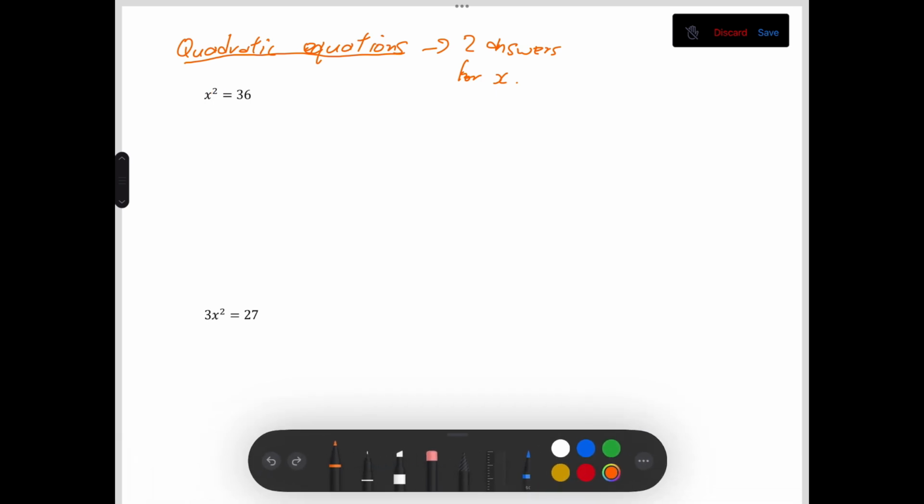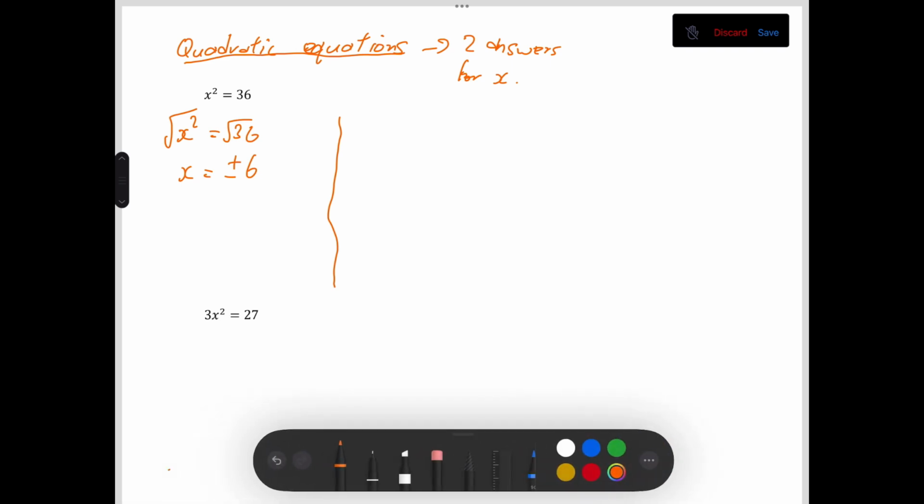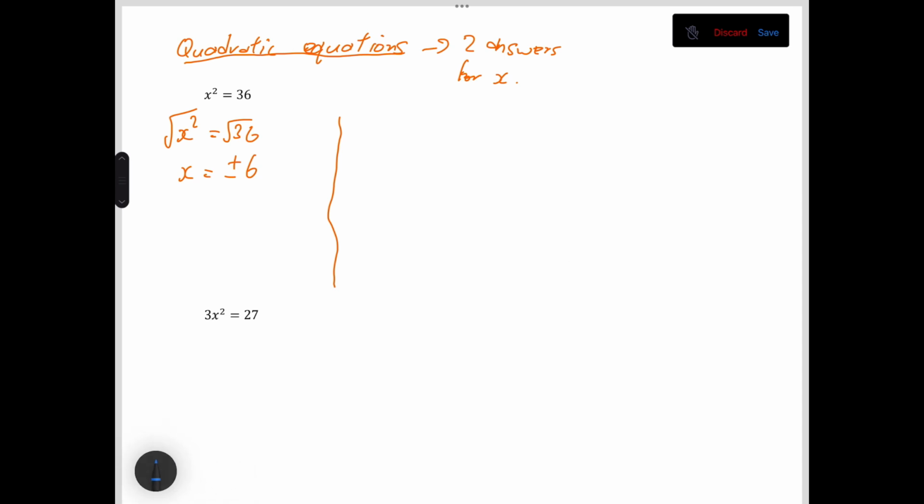But there are two ways that I want you to attempt it. I want you to know both ways, and you decide which one works for you. So the first way, we're going to write x squared equals 36. And then we're going to square root both sides. And then x is equal to plus minus 6. I want you to remember when you square root a number, it has two answers, plus and minus 6.